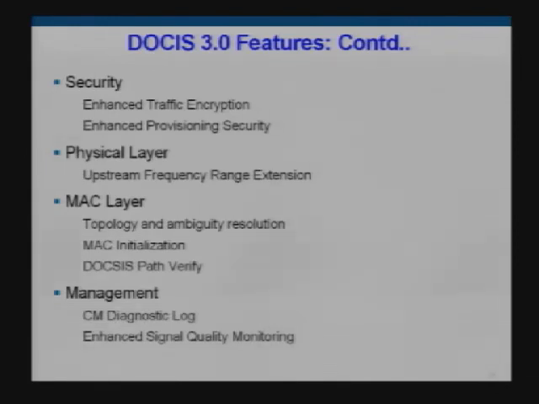And there are certain DOCSIS 3.0 aspects like topology and ambiguity resolution which had to be introduced because when you keep adding more and more downstream channel and upstream channel resources into the plant, when a cable modem is trying to initialize for the first time, the CMTS has no clue which fiber node a modem belongs to. And this has to be done through something called ambiguity resolution. And DOCSIS path verify is some kind of health monitoring mechanism used to check the latency and packet loss.